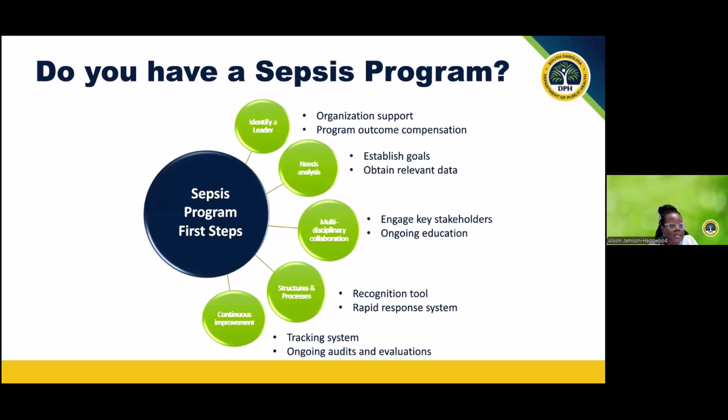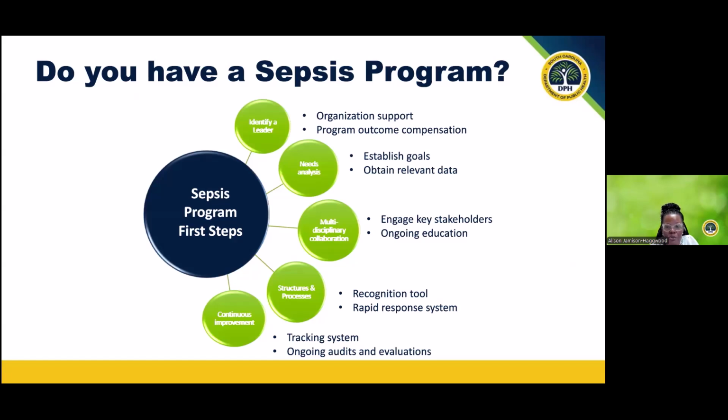So do you have a sepsis program? That's something most healthcare facilities should have in place. Because remember, early intervention is important so we can prevent that patient from going into septic shock, because things happen rapidly if the person has sepsis. So you want to identify a leader. An appointed person needs to be identified, or a co-leader, to drive the program's implementation and ensure accountability.